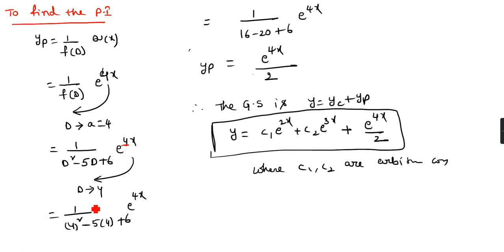So replace d by 4. So 1 by 4 square minus 5 into 4 plus 6 into e power 4x. We eliminated d in the denominator, so we get e power 4x by 2. This is the particular integral. Therefore the general solution is y equals yc plus yp, so y equals c1 e power 2x plus c2 e power 3x plus e power 4x by 2, where c1, c2 are arbitrary constants. This is the general solution of the given differential equation.